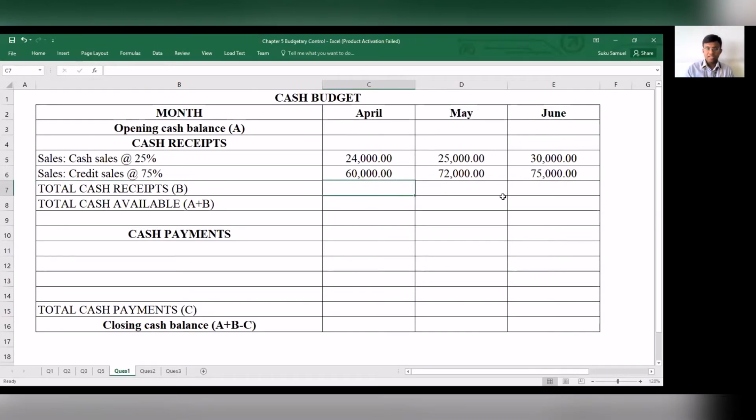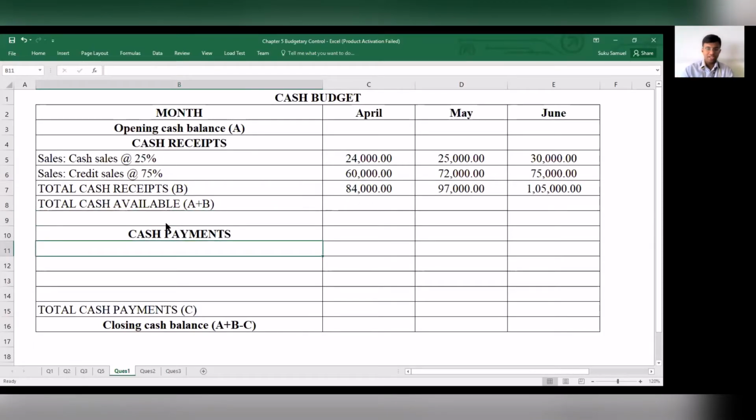Now we have to calculate the total cash receipts. How do you calculate the total cash receipts? You just have to add up these two. So I'm just going to quickly add that. For each of these months, I'm adding up the respective total cash receipts and writing the total. Total cash available, we will be dealing with this particular computation a little later.